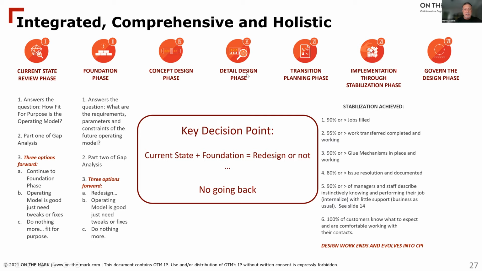The current state review is all about lining up people to see the same thing that everybody else is seeing. So you're creating a movement in the current state review phase where all we do is look at the current operating model in relation to the current business model and ask the question, how fit for purpose are we? The foundation phase is about setting up the requirements, just like you would for a new product: what are the requirements, the parameters, and the constraints of the future operating model? One of the nuances, but important for you to see, is that the difference between current state review and foundation phase is what we call a traditional gap analysis. It tells you where you're at and where you're headed, and you get a sense of how big the gap is between the two.